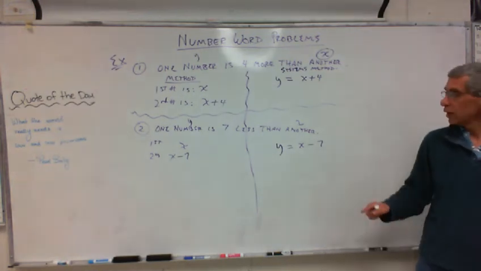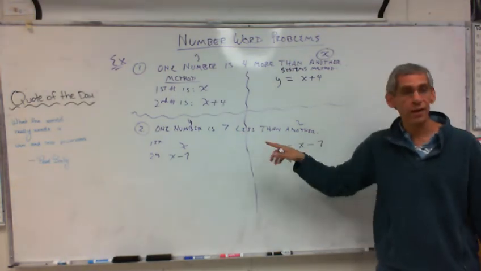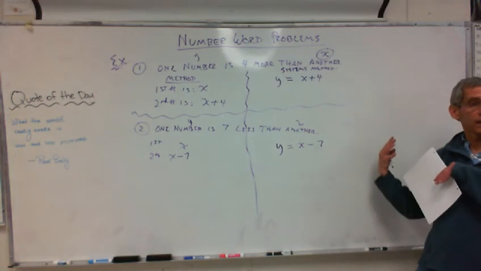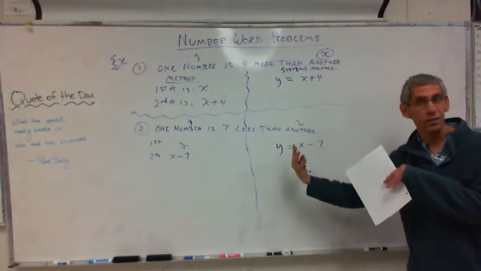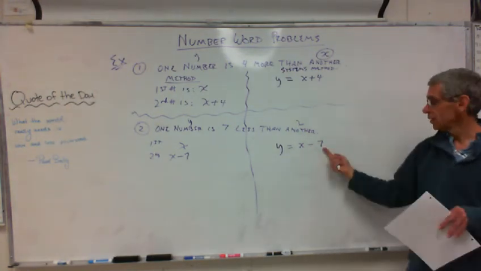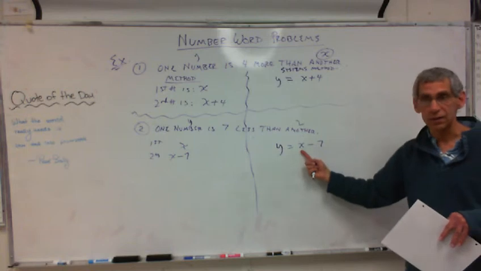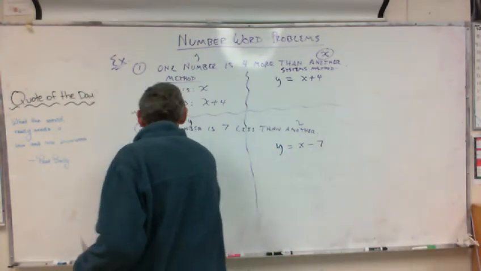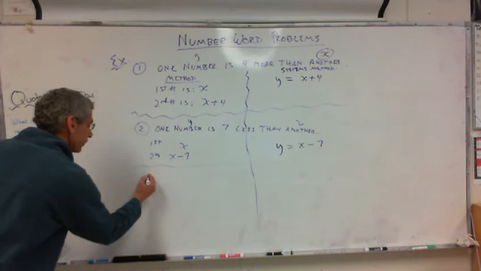Okay? So whenever you see less than or more than, less than would be minus 7 off to the right, and the thing that it's less than goes to the left. Minus 7, and then the x goes to the left of it. All right, so that's how you set that up. So, one last one.